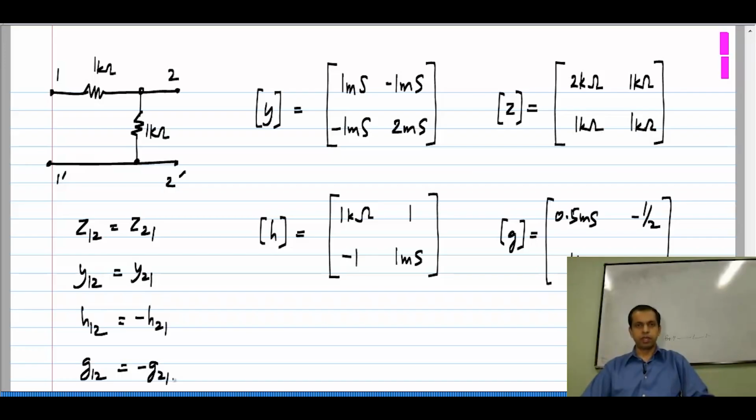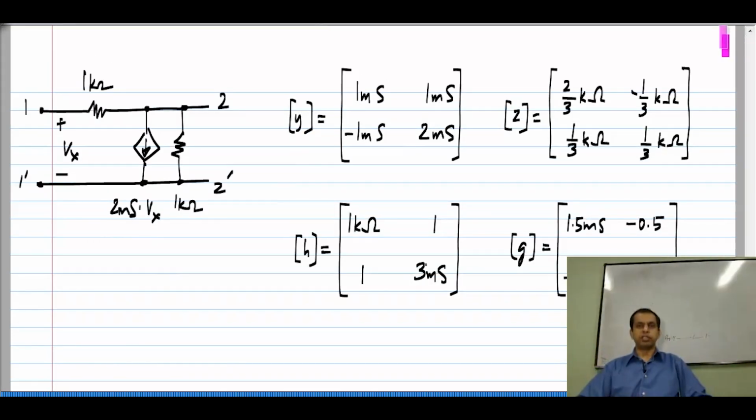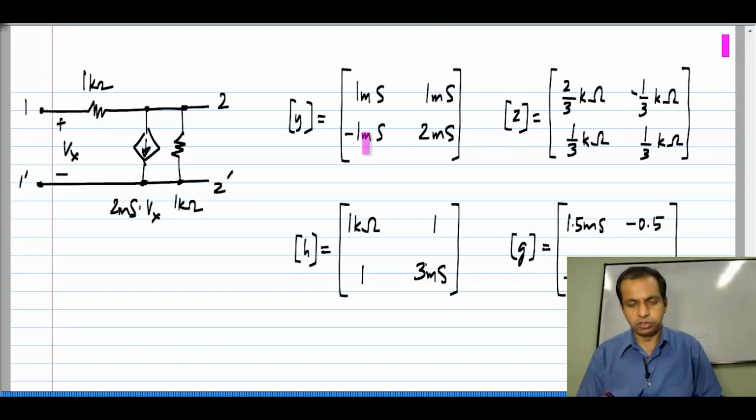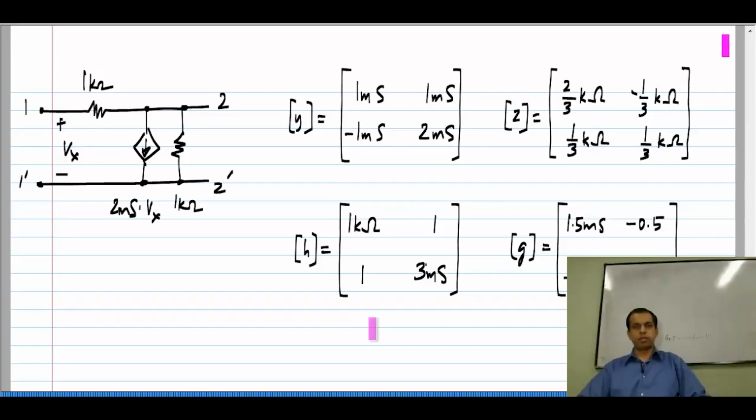To be sure, we have also seen networks for which the property which I just now mentioned does not hold true. For instance, this is another circuit, and in this case certainly Y11 is not equal to Y12, and Z11 is not equal to Z12 and so on. So, they have some numbers which are not necessarily equal to each other. So, there does not appear to be a special relationship between the forward and the reverse parameters in this case.